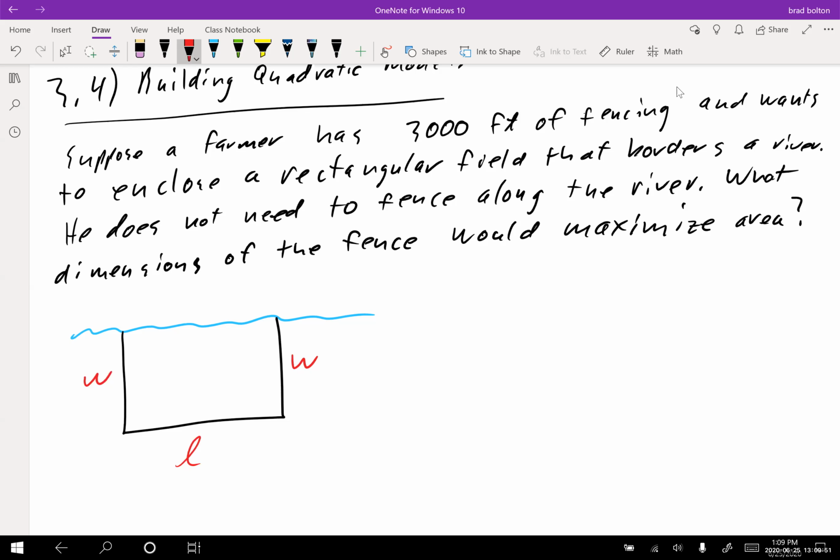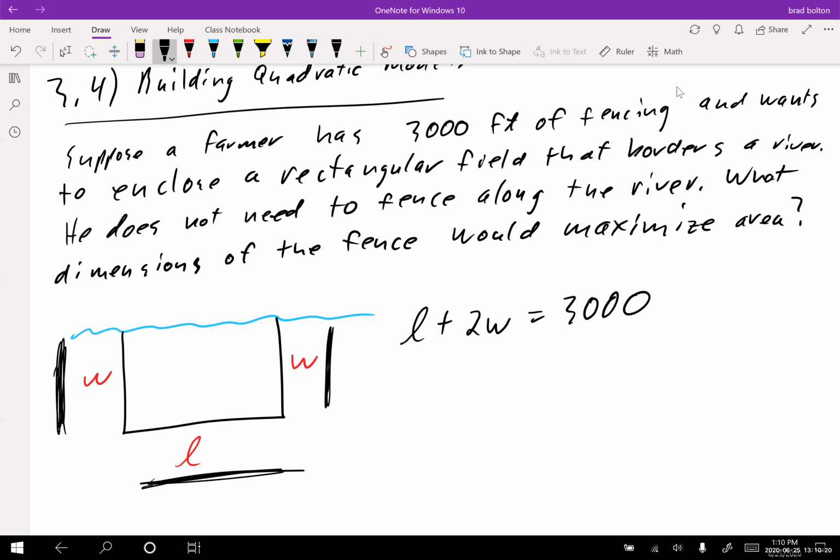Now, the funny thing is, in a way, it's kind of a three-sided rectangle because we're not using fence along the river, okay? So if you're calculating how much fence is going to go around something, all you're really doing is finding the perimeter. So we know the perimeter for this shape will be L plus 2W has to equal 3,000 feet of fencing, right? So if we add this distance up, and this distance, and this distance, it's going to be 3,000 feet of fencing. So I don't know what L is and I don't know what W is, but I know that that's how I have to add it up, okay?